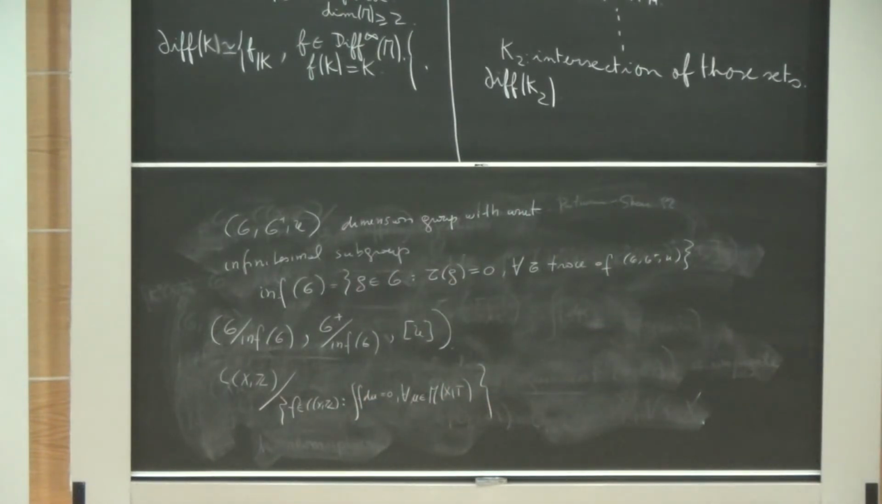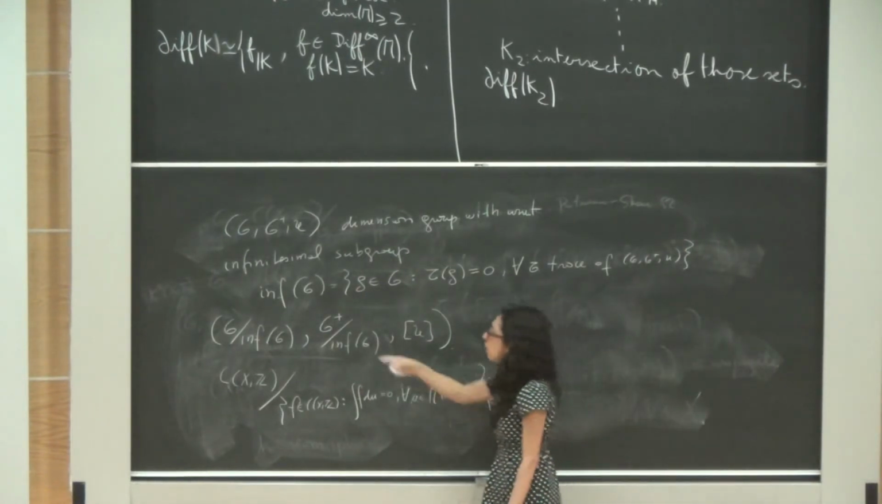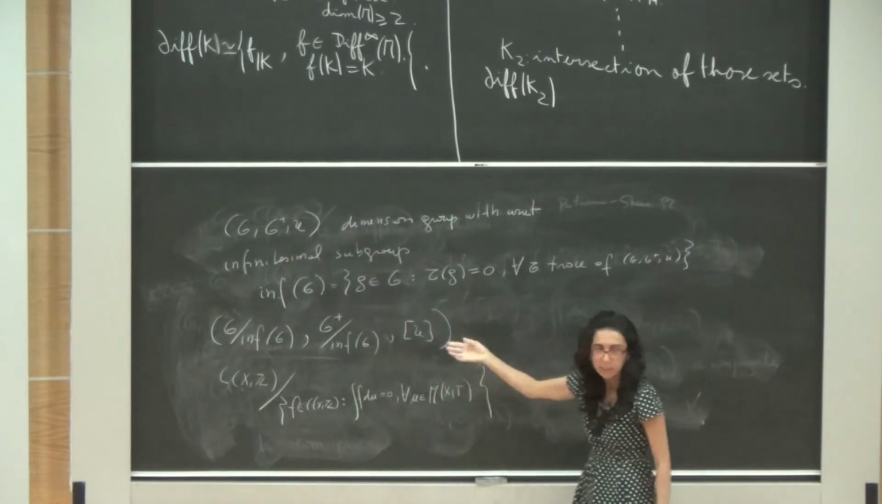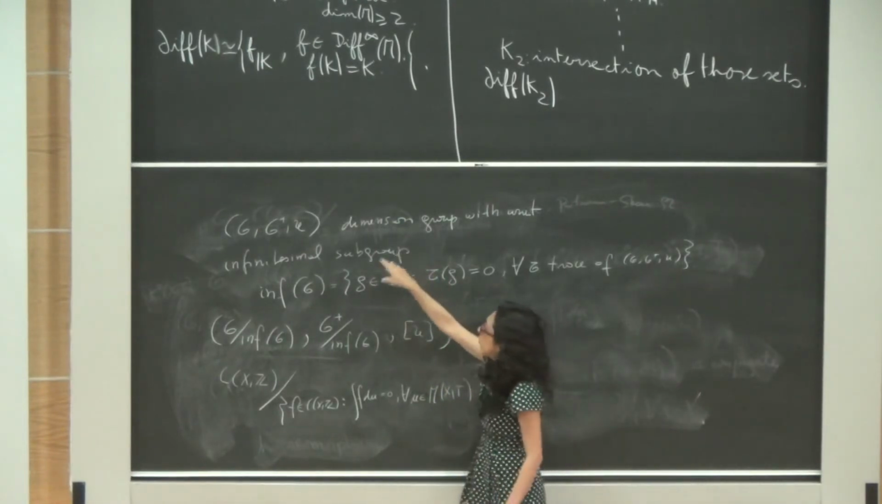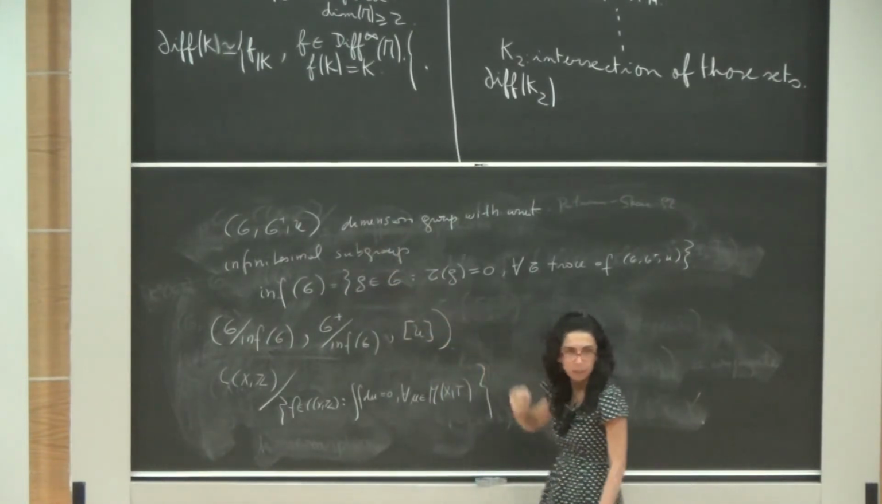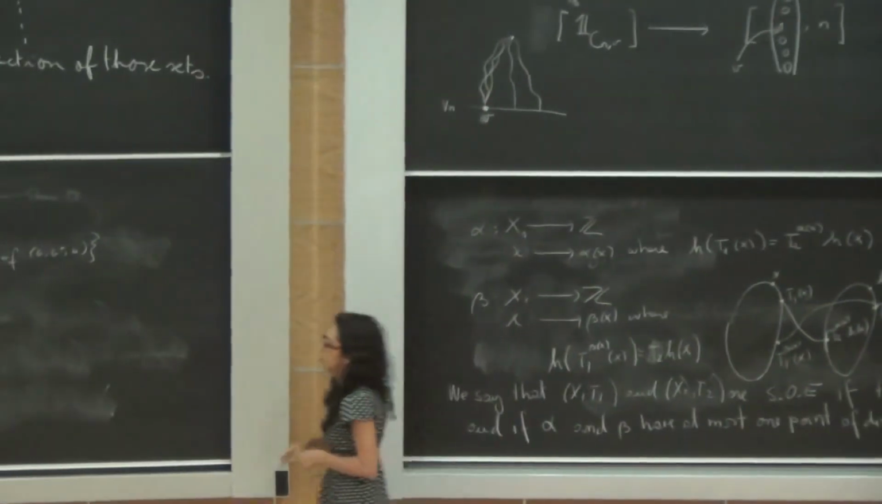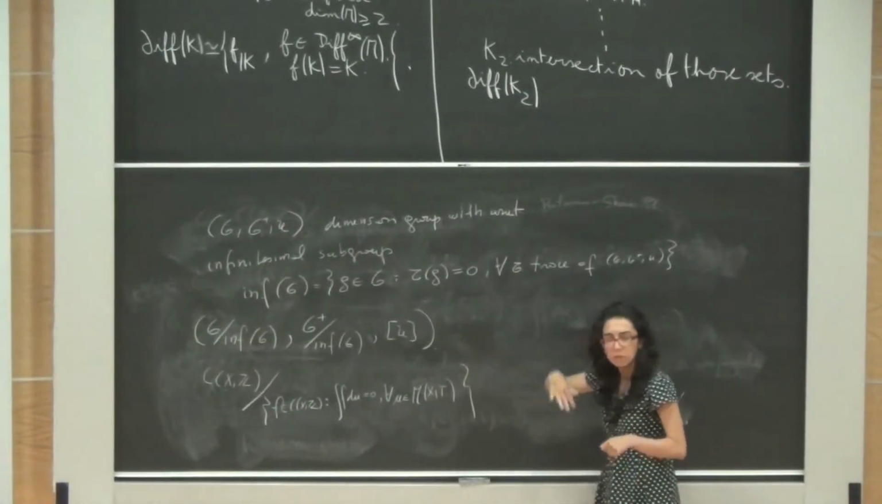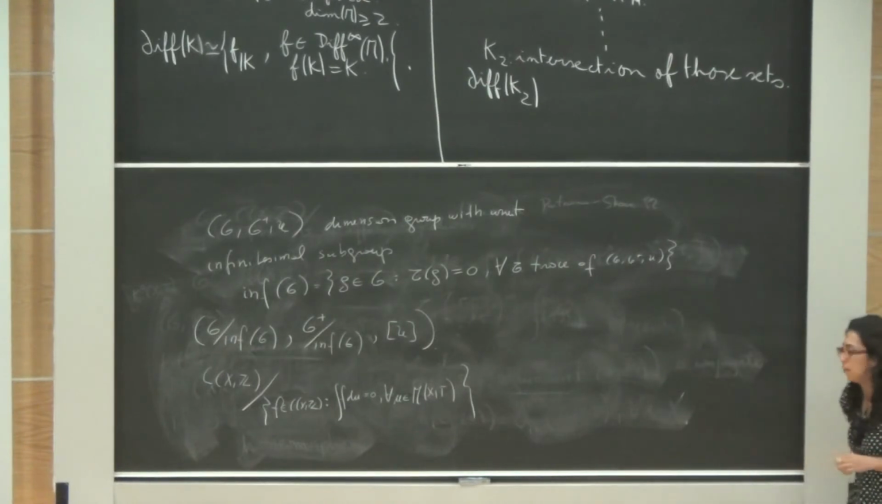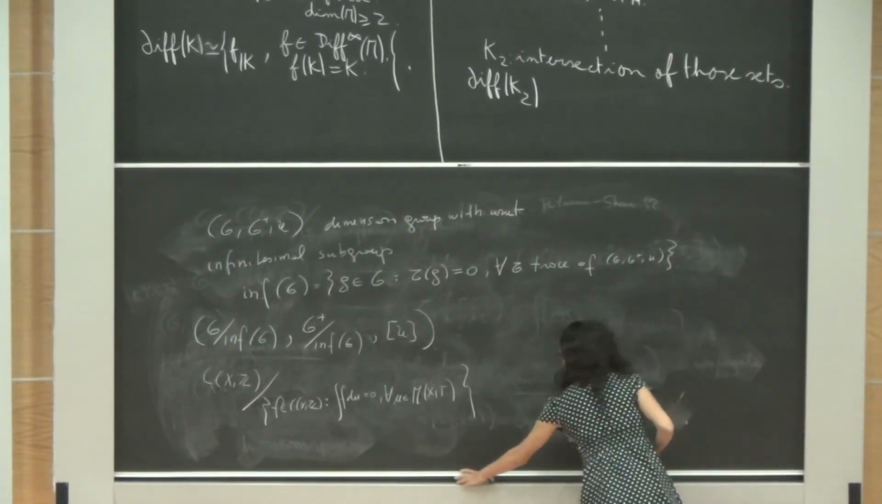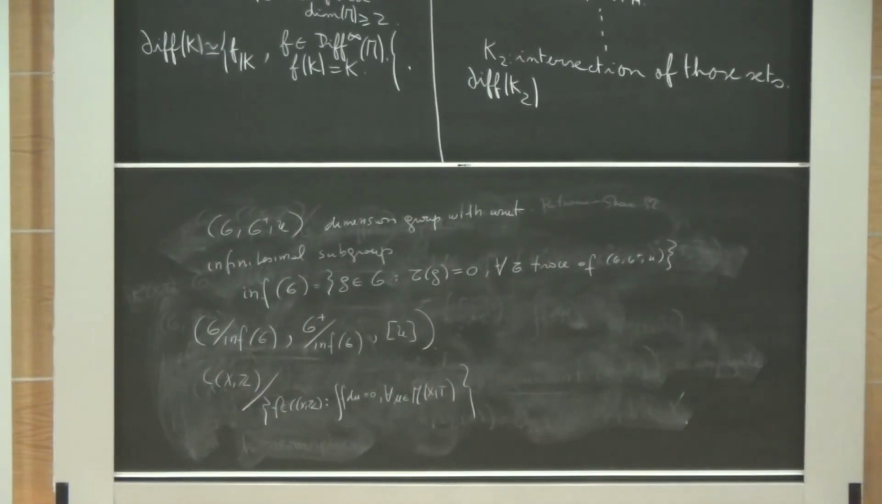For some systems, for example, there are dimension groups with trivial infinitesimals, and in that case, this group is the same as the first one. And the invariant for orbit equivalence is this group, the dimension group quotient by the infinitesimal. And this is a more complicated result.